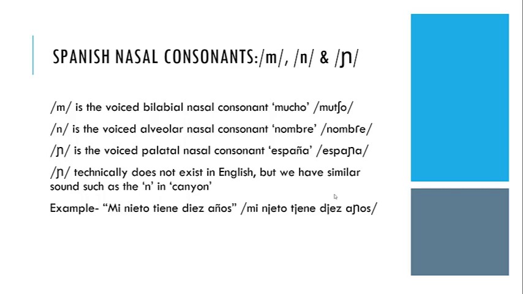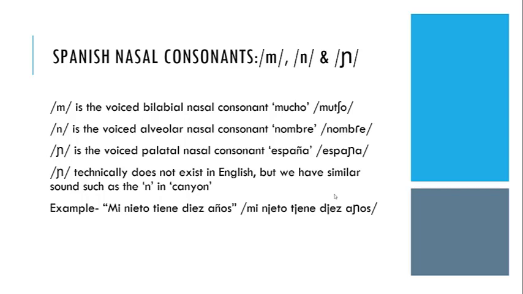Next, we have the sound n, which is the voiced alveolar nasal consonant, which is pronounced by putting your tongue on the alveolar ridge, allowing air to pass through your nose, and making noise with your vocal cords. This is the same sound as in English, and corresponds with the letter N. An example of this sound in Spanish will be in the word nombre.